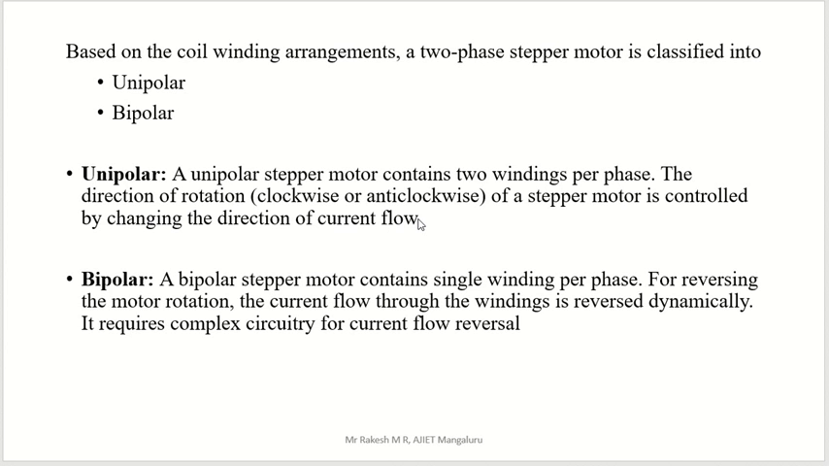A stepper motor works based on an electrical signal, that is the definition. How you apply the current, depending on that your stepper motor will rotate. A bipolar stepper motor contains a single winding per phase. In one phase we have one winding, but in unipolar, one phase has two windings. For reversing the motor rotation, the current flow through the windings is reversed dynamically. So bipolar is somewhat complex compared to unipolar.